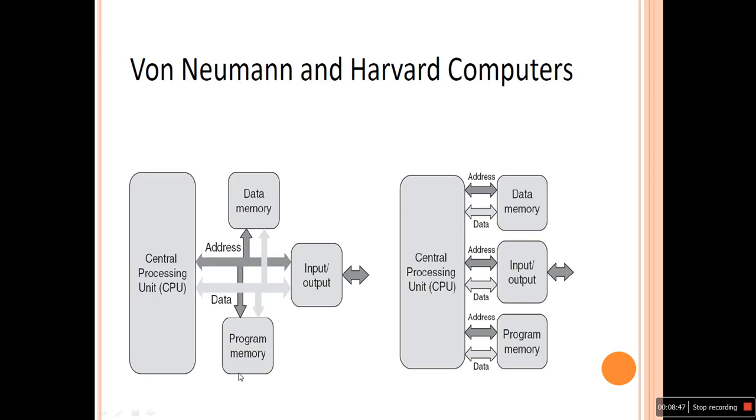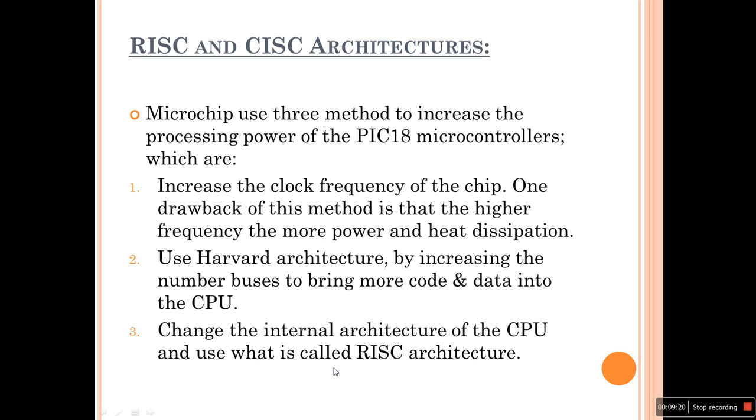Here we can see in the block diagram, on the left we have the von Neumann system, whereas on the right we have Harvard computers. As you can see, in Harvard computers we have separate program memory with separate address and data buses, separate data memory with its own address and data buses, and separate address and data buses for IO ports. Whereas in von Neumann architecture, these buses are shared with data memory, program memory, as well as the IO ports.